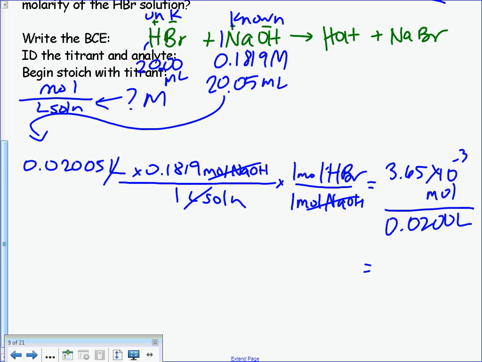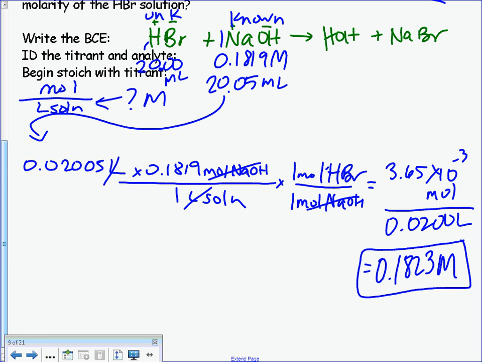My calculator's down here. The more, thank you. 0.1 what? 23 molar. Okay, I'm going to keep it there for a second. That's because we actually have 4 sig figs throughout, so I'm keeping the 4 sig figs. That should have had one more number, but that's okay.